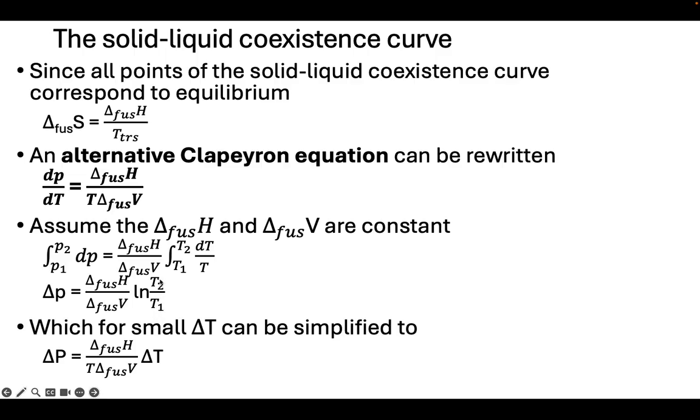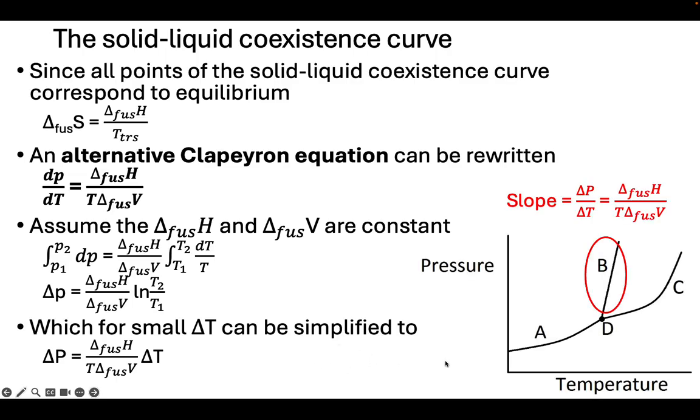So if you're going from 300 to 320, that's fine. But if you're going from 300 to 500, that's a lot. So it has to be a small change. So this is then the slope that we're looking at here, the slope for the solid-liquid boundary, and we're saying that it's delta H over delta V divided by T.